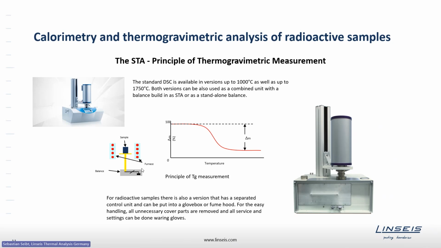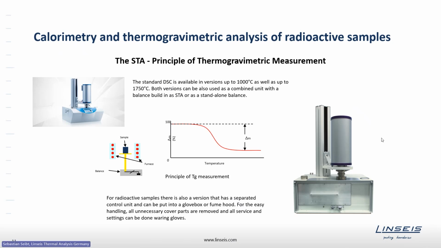What the TG does is it monitors the weight change over temperature, or it monitors the weight change over time. So what you see is the sample weight and the change of sample weight during heating, during cooling, during whatever you do, maybe even isothermal. So that's what you get as a readout.